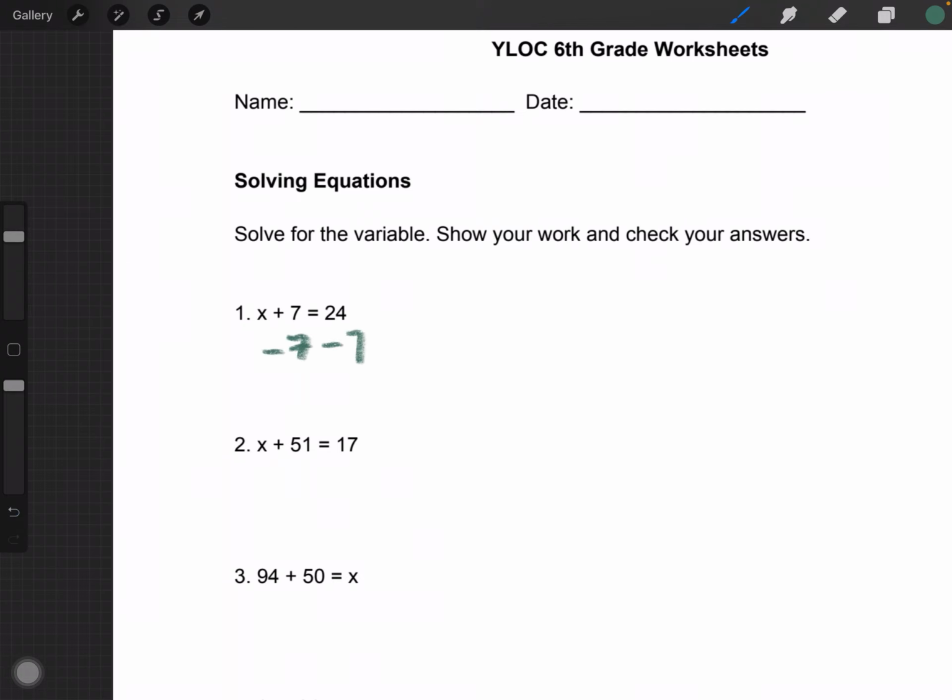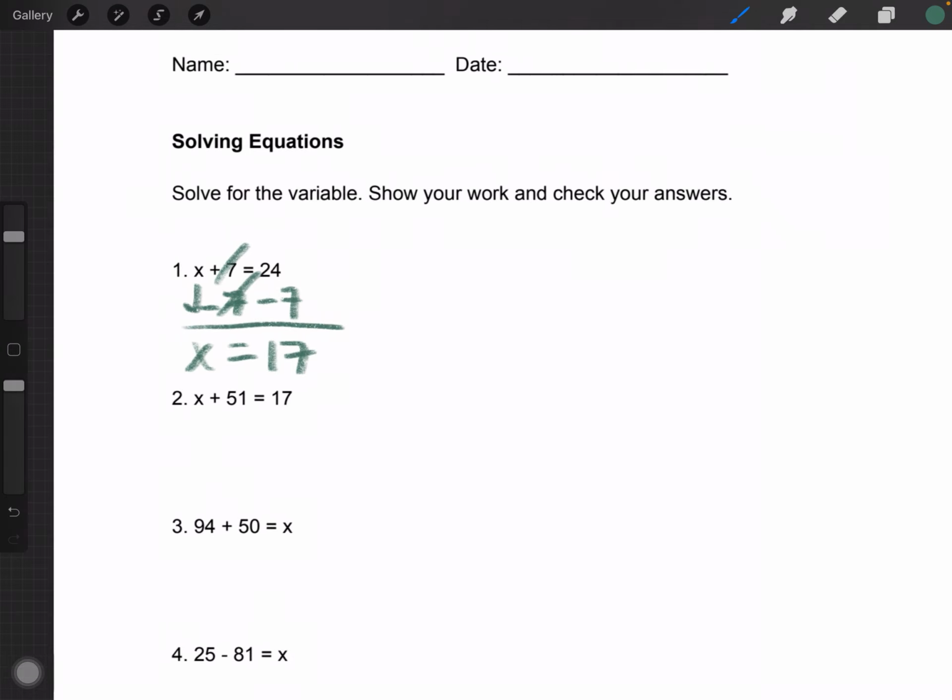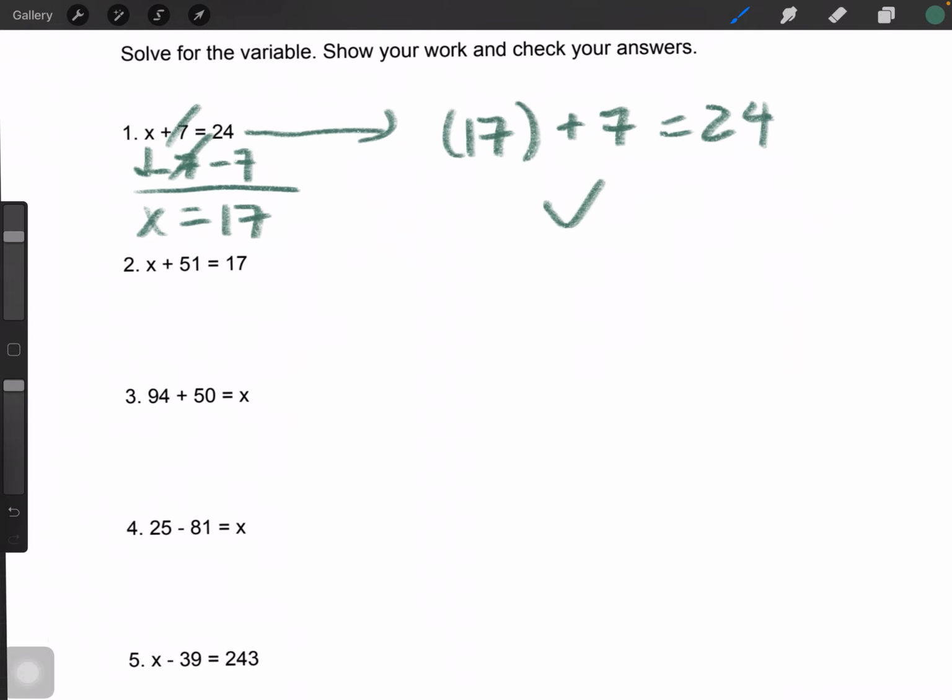So if we minus the 7 from both sides, right, 7 minus 7 equals 0. You can bring the x back down, bring the equal sign back down, 24 minus 7 would equal 17. Now to check our answers, we can just use this original equation, and instead of writing the x, we write 17, since supposedly, as we figured out, x is equal to 17. Now 17 plus 7 is equal to 24. Is that correct? Yes, that's correct. So now we know that our answer is correct.